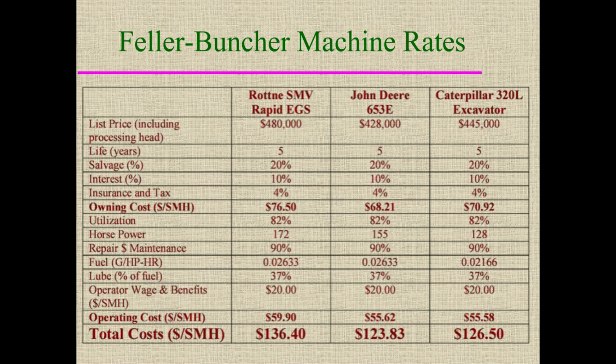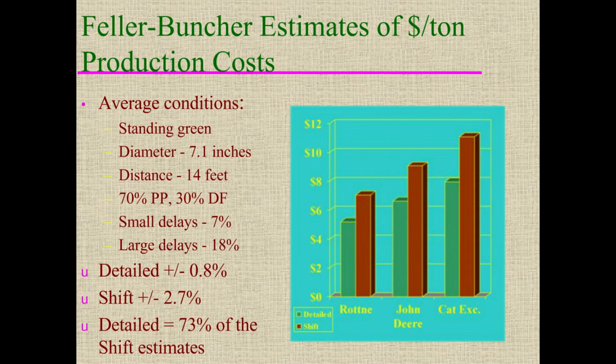We have operators' wages and come up with a total scheduled cost per machine hour of these values, $136 to $126. We'll see how we calculate that when we get into our operations. That translates then into different production rates with different delays for different operating conditions.